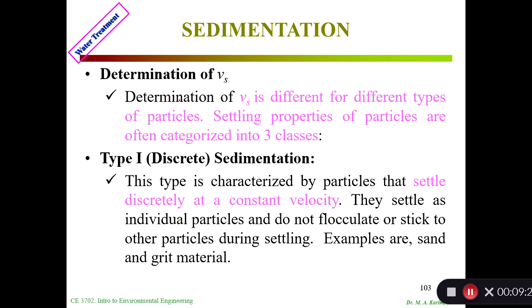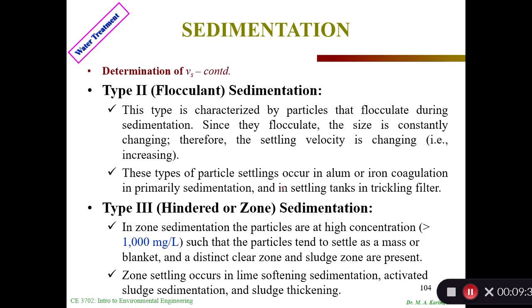Okay, determination of Vs, how can you do it? It can be done different ways for the settling velocity. There are three different types of sedimentation. One is called discrete settling, meaning individual particles can settle. The second one is coagulation or flocculent settling. In this case, the type is characterized by particles flocculating during the sedimentation, because it settles like a combination of particles.